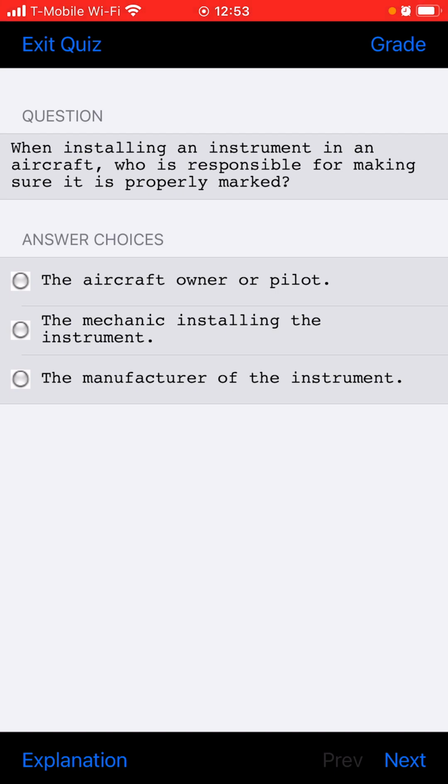A landing gear shock strut should be inflated with what gases? Nitrogen or dry air. And we're in landing gears. So a landing gear shock strut should be inflated with nitrogen or dry air.